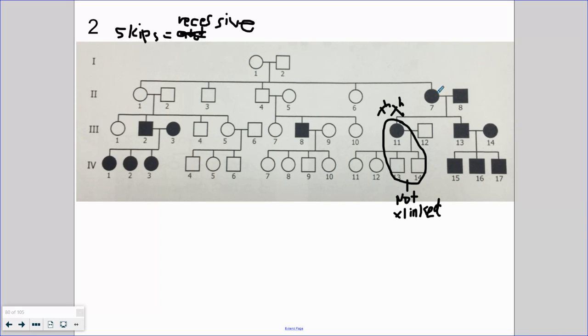The other rule is if a daughter has it, her father has to have it. So I'm going to go through and look at the daughters. Here's daughters. The son has it. She doesn't count because this isn't her father. A daughter has it. Her father has it. Perfect. Daughter. Ooh, here we go. I found another reason why it cannot be X-linked. Because, again, a daughter has it, her father has to have it.